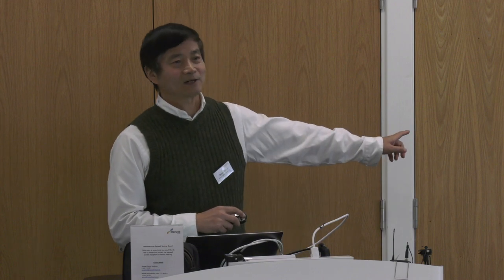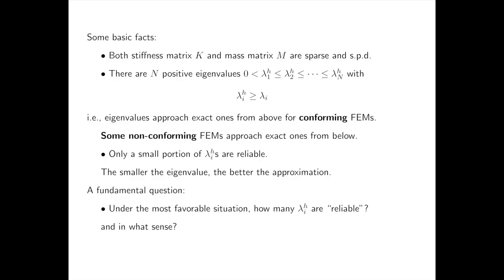Actually, in 1986 in Maryland, when I met Babuska, my advisor, he mentioned this problem. He said, you guys always compute the first eigenvalues, but how about the 100th? What can you say about that? This problem has been in my mind for many years. I talked to some engineers, and the common sense is that 30% of eigenvalues you can trust, or 20%, but nobody can give you an accurate answer. So under the most favorable situation, how many numerical eigenvalues are reliable, and in what sense? In what sense is important.